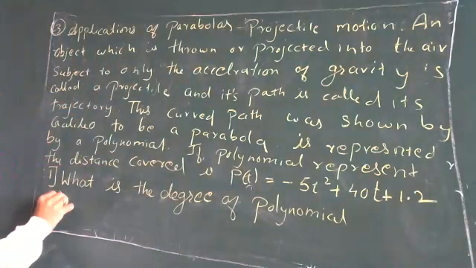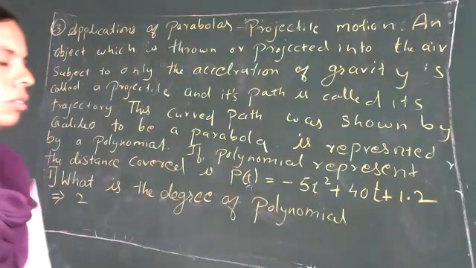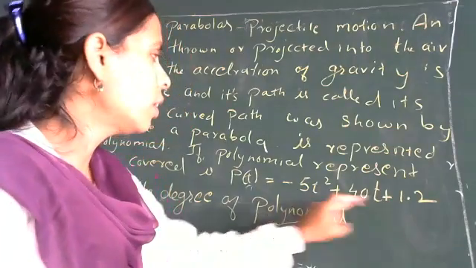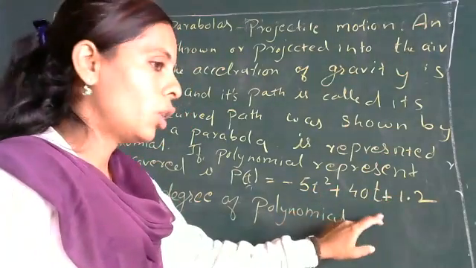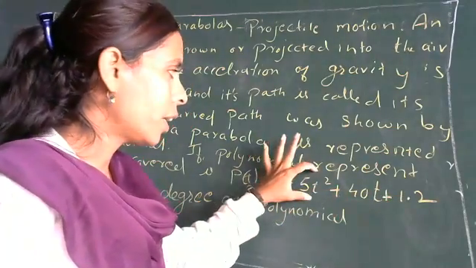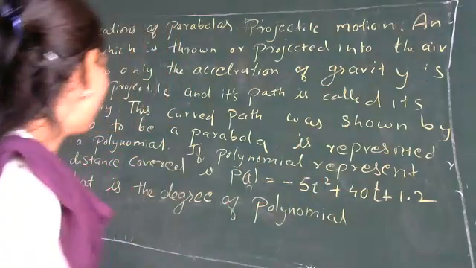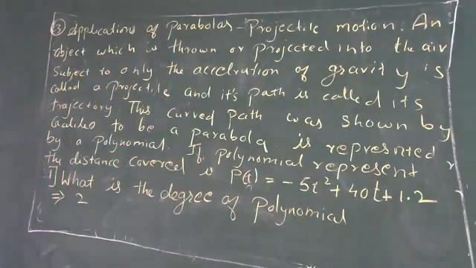Okay, so here the degree of this polynomial is 2. We consider the higher degree. We are having 2 t's here, but the higher power is what? 2. So therefore, the degree of the given polynomial is 2.